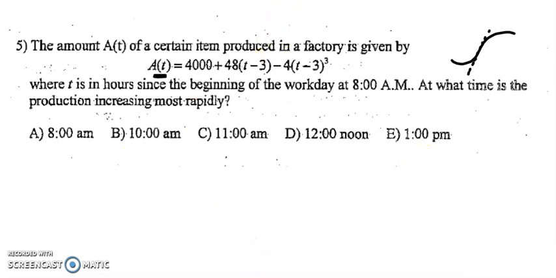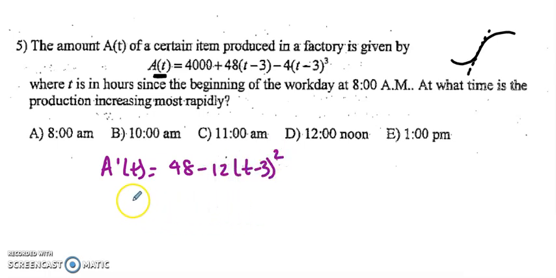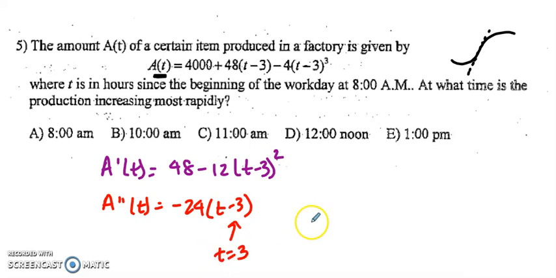So in order to get that, we are going to first differentiate A, which will give us 48 minus 12 times (t minus 3) squared. Then we need to differentiate again to get A double prime, which will be negative 24 times (t minus 3). So in order to find out when the second derivative changes signs, I think that one we can just look at it and see that that happens at t equals 3.